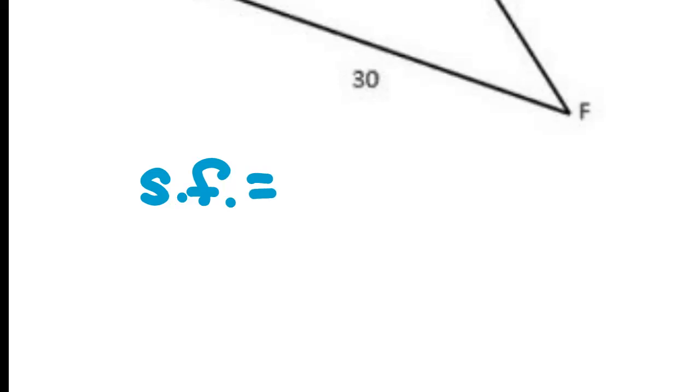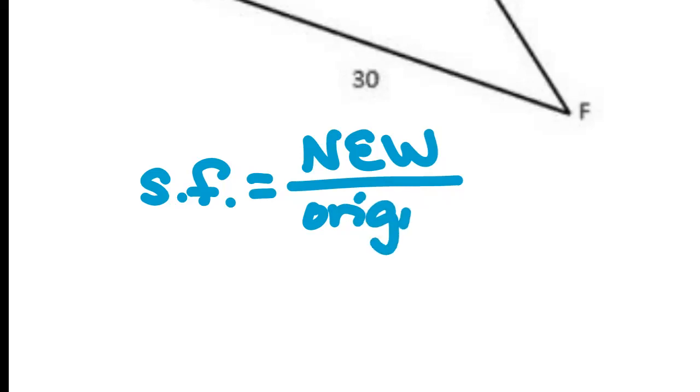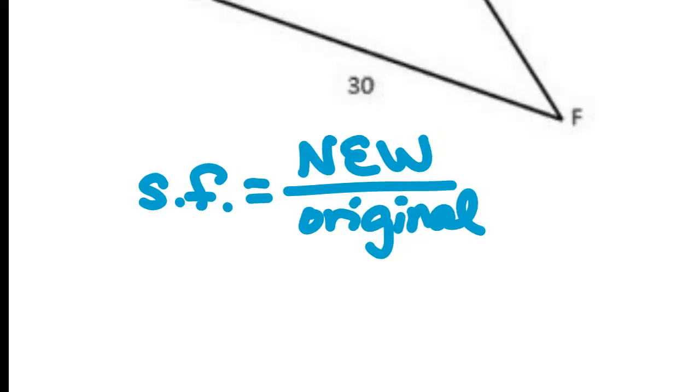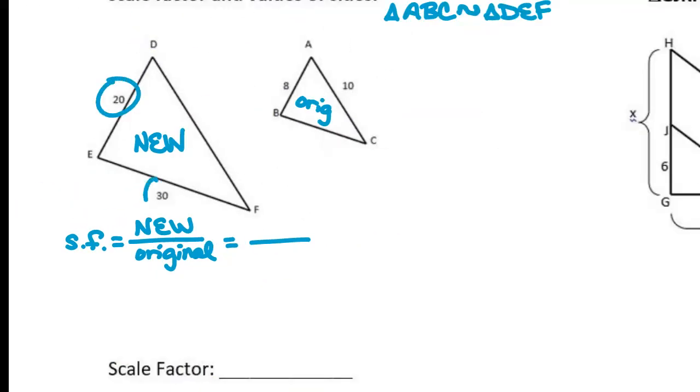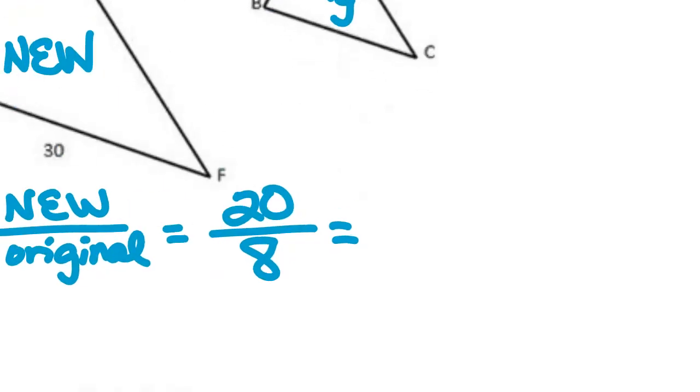We need to find the scale factor for this. Scale factor is what over what? New over original. Well, when I look at my new triangle, it tells me about 2 different sides. I have a 20 and I have a 30. But only one of them has corresponding information on the other triangle. 20. 20 is corresponding to what on my original triangle? 8. So 20 over 8, or what would that be if I put it into my calculator? 5 over 2, or 2.5.